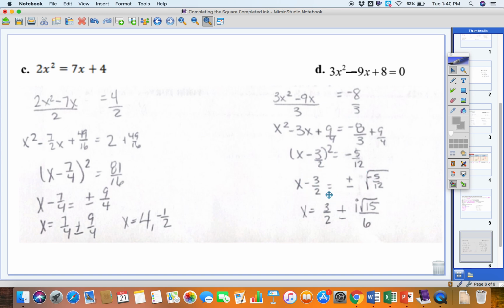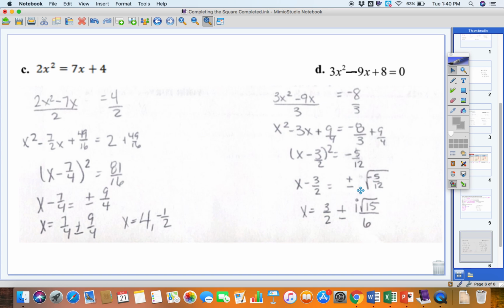We take the square root of both sides. So x minus 3/2 is equal to plus or minus the square root of negative 5 over 12. To simplify this completely, you have to take the square root of the negative 1, which is i, and you have to rationalize the denominator.